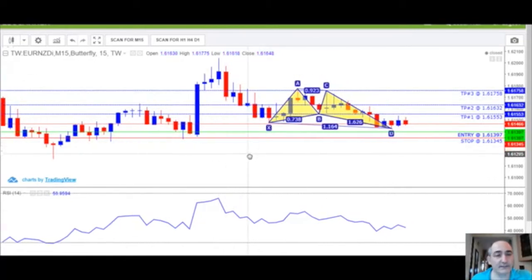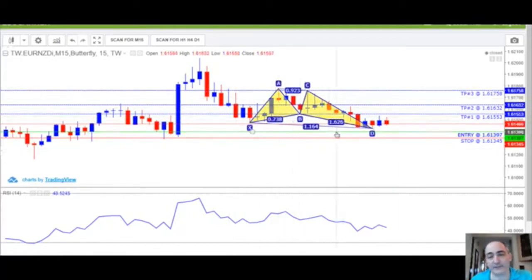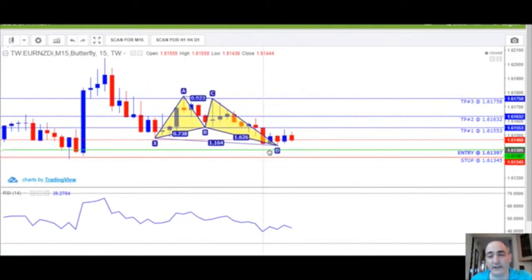Okay, so this is a butterfly pattern. There's different harmonic patterns that the scanner finds, and they're basically reversal patterns. So usually the currency has made a pretty strong move in one direction, and now we're looking for it to reverse and go the other way so that we can make some profit.